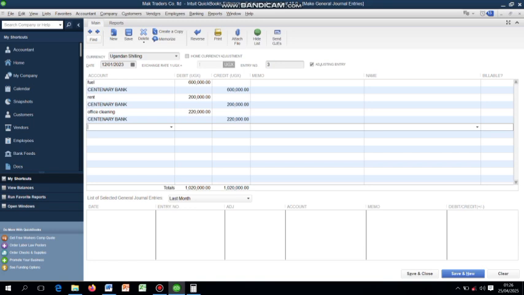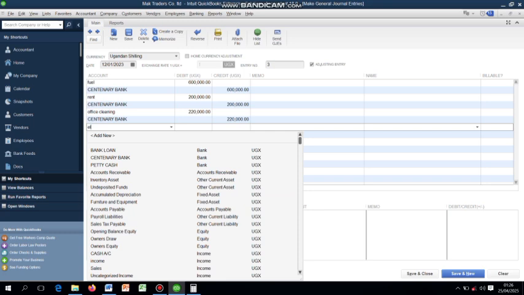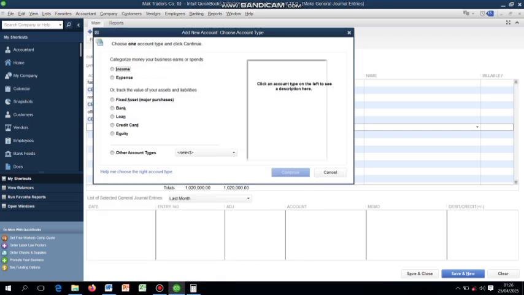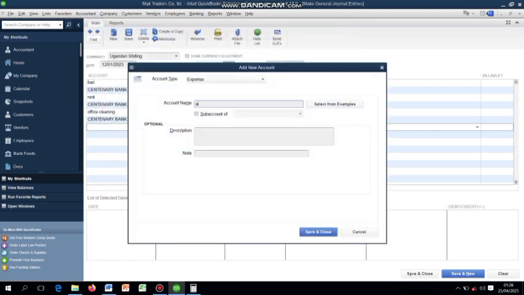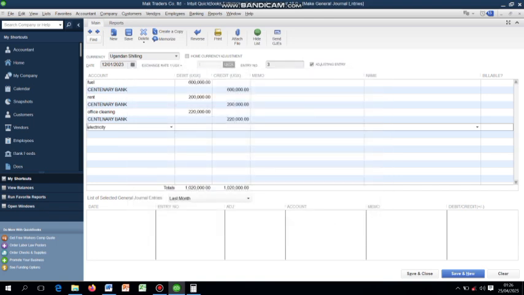So I'll go to the next. This is electricity. And there, I'll add. That's an expense. It's electricity. Yes. So save and new. How much was electricity? 480,000. Also from Centenary.